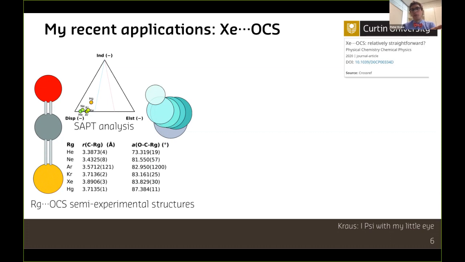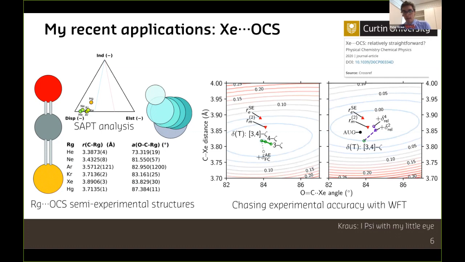And this induction term is actually the induction exchange term. So it's some sort of charge penetration term or orbital overlap, if you believe in those sort of things. The other part of the story was chasing experimental accuracy with wave function theory.